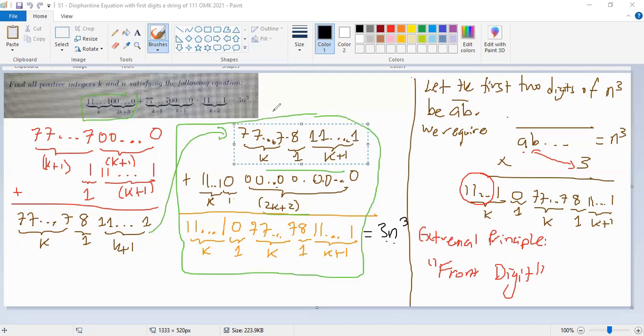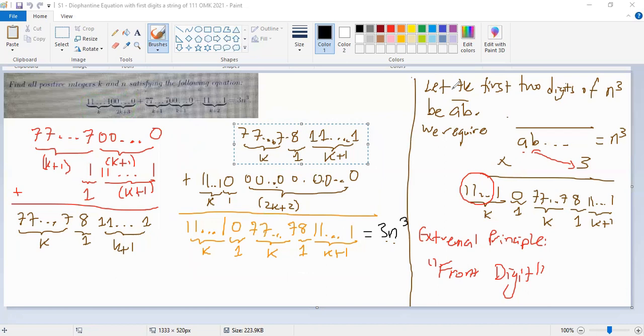You can take your time, pause the video and look at it. I won't go into details, it's quite straightforward. Then let the first two digits of n cubed be AB. Whenever you put a bar over AB, it means we're talking about the digits and not algebra. AB without the bar would signify A times B, so to not get confused, we use this notation.